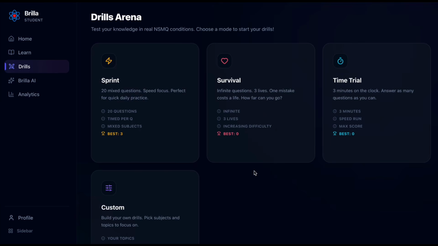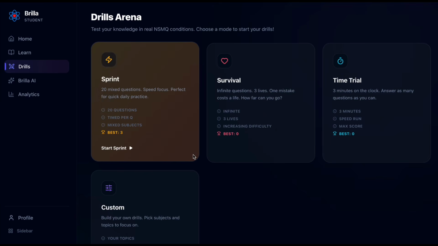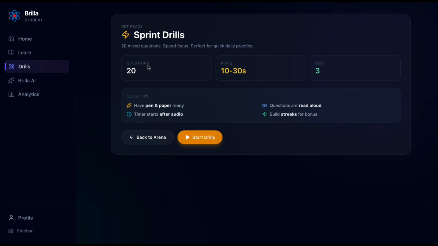I'm just going to show you the sprint mode because it's relevant. So it's going to give you 20 questions. Each question is either 10 seconds or 30 seconds. And my best attempt so far has been 3. Let's see if I can beat that. But I'm going to click start drills and it's going to go into a mode where it prepares the questions, the audio, it warms up my microphone.